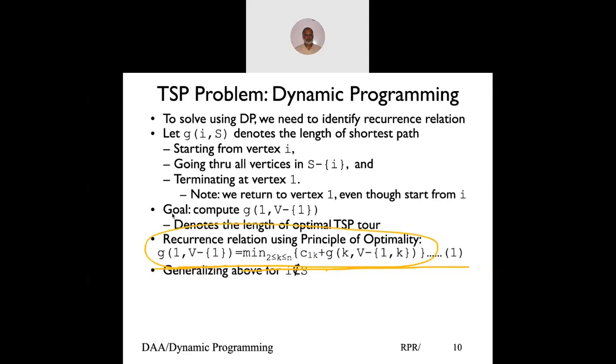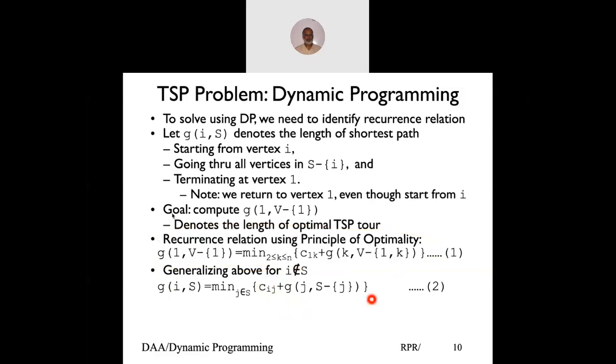Making a generic equation, if I can find g(i, S), meaning starting from vertex i, we visit some vertex j at the cost of c_ij, and from that vertex j, look at all vertices other than i and j. That is what we look at, and we build this solution. So this is the recurrence relation we will be using to build our dynamic programming solution.